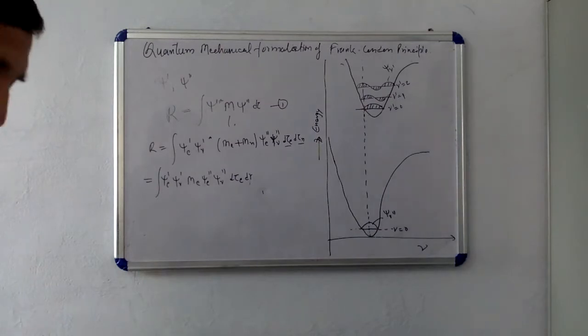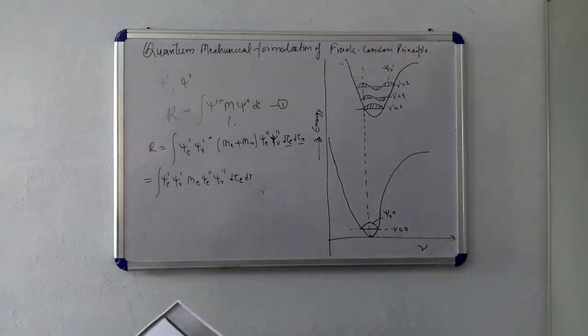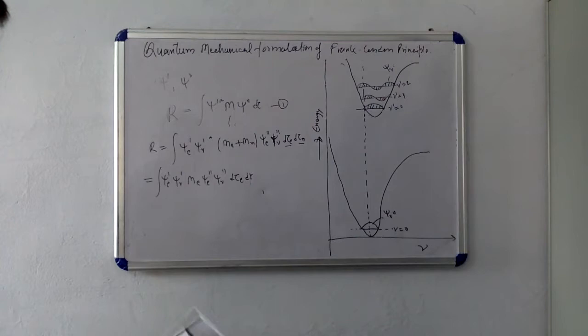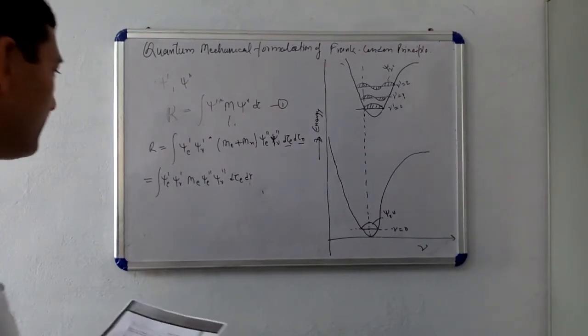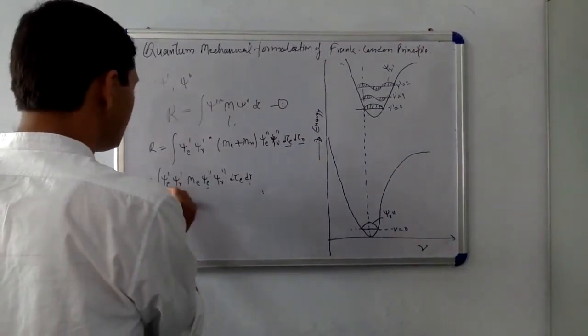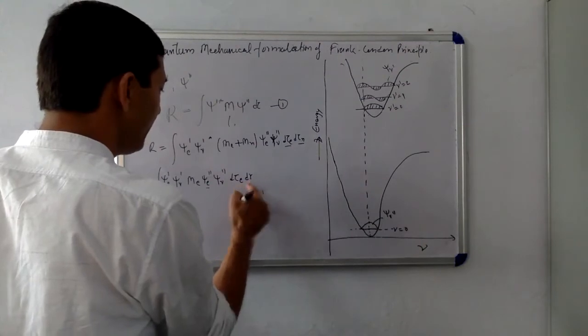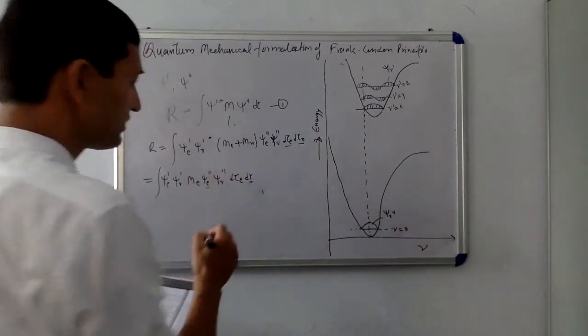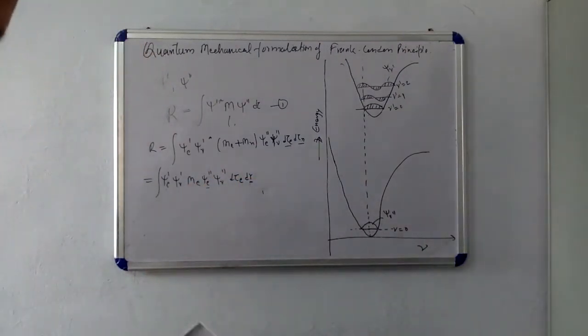In general, the electronic wave function psi e varies with the internuclear distance R. However, it may be assumed that psi e varies very slowly with respect to R. That means psi e generally depends on R, but only very slowly.